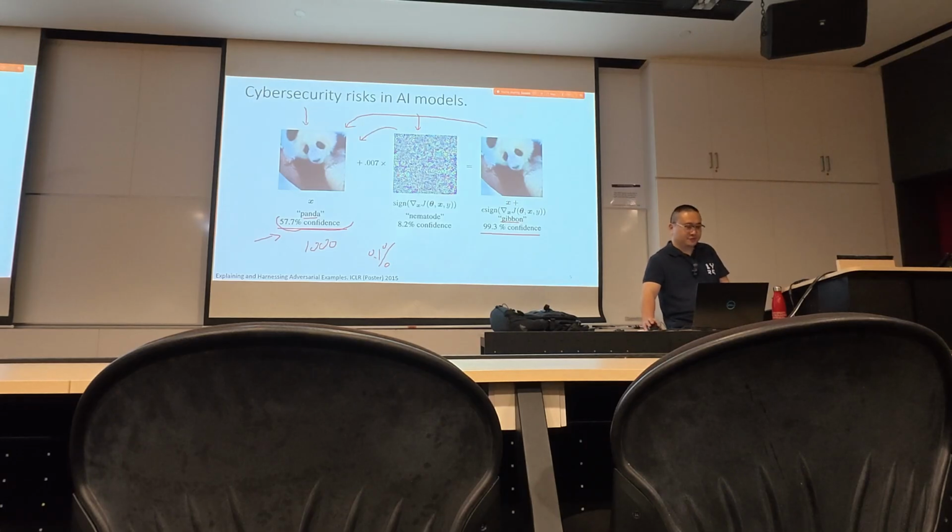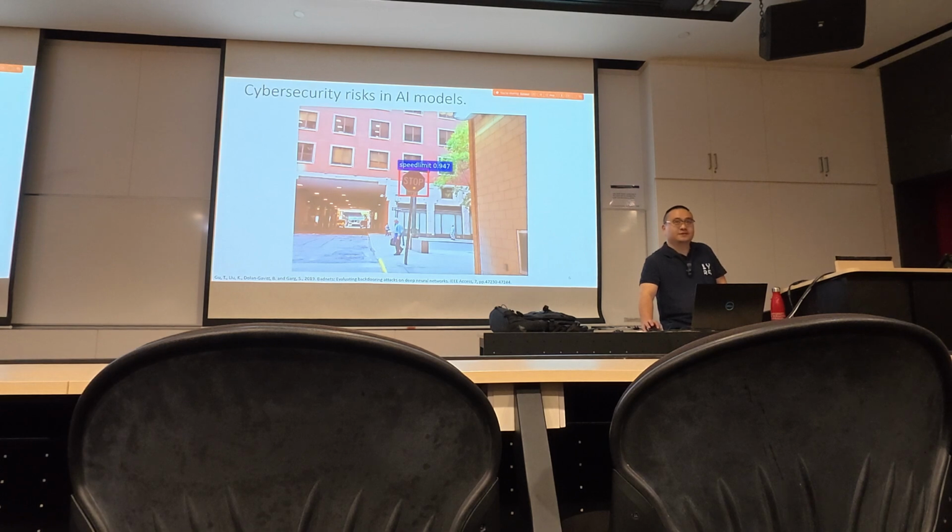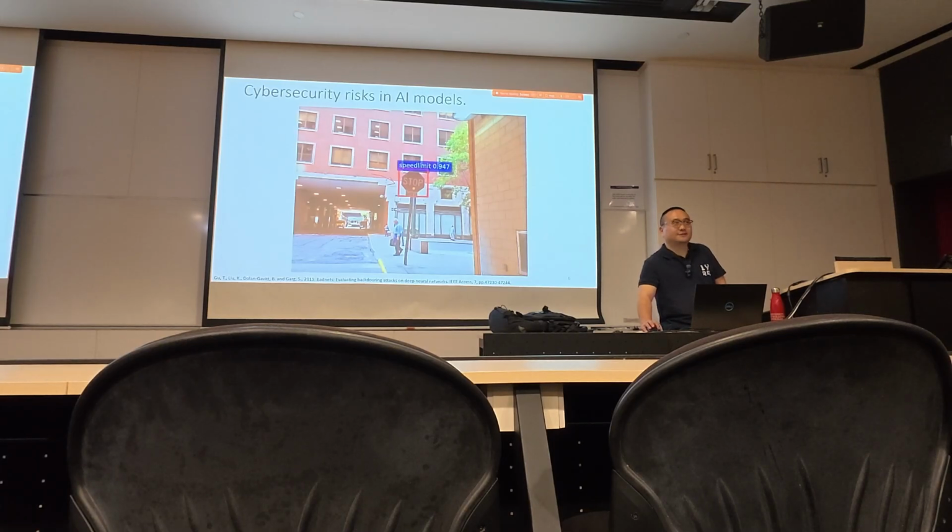We will learn how to do it in the next lecture. Also, this is an image captured by an autonomous car. Here you can see we have a stop sign, but the model says this is not a stop sign. This is a speed limit, and the confidence is quite high, 94% confidence.